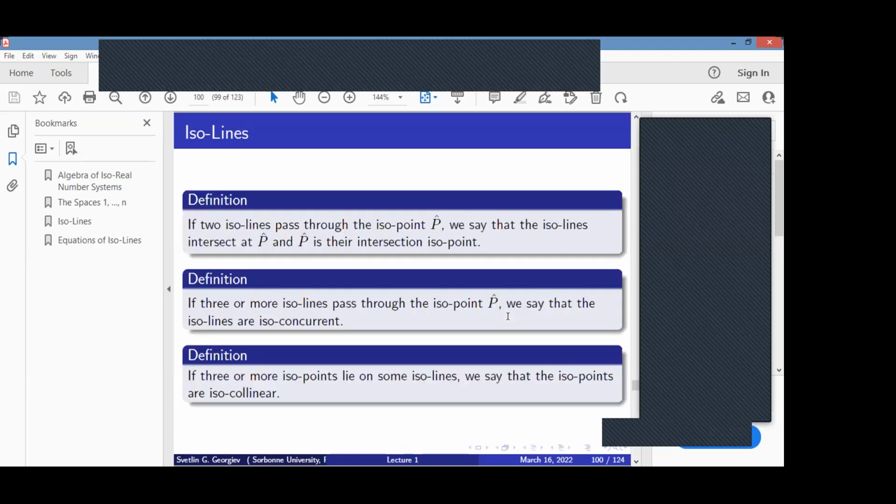If two isolines pass through the isopoint \hat{P}, then we say that the isolines intersect at \hat{P}, and \hat{P} is their intersection isopoint. If three or more isolines pass through the isopoint \hat{P}, we say that the isolines are isoconcurrent. If three or more isopoints lie on some isoline, we say that the isopoints are isocollinear.